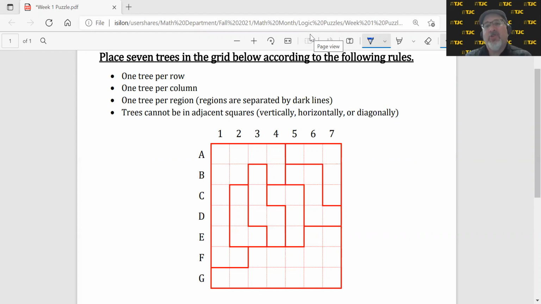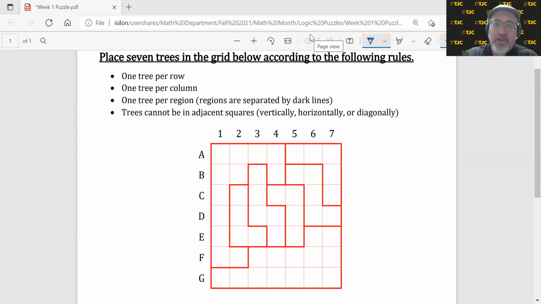The way we're going to approach this deductively is by eliminating locations where trees can be, and eventually we'll be forced to put trees in certain places. And the way we're going to deduce where a tree cannot be is by looking for locations where, if a tree was present, it would end up breaking one of the rules.